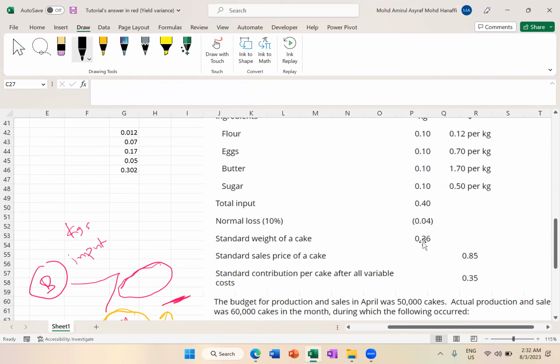That's why to produce one cake, which will be 0.36, you have to put in more. For you to produce one cake, you need 0.4. See? You need 0.4. Okay? So when you need 0.4, why is that so? Because when you use 0.4, you will lose 0.04 as a loss, leaving behind 0.36. But that's fine, because there is one cake. See? So to produce one cake, you don't need only 0.36, you need 0.4.